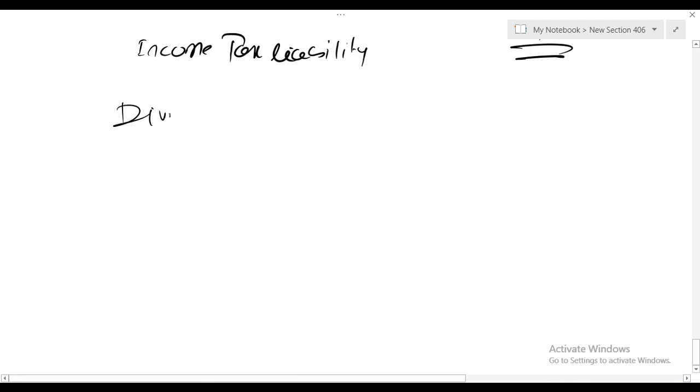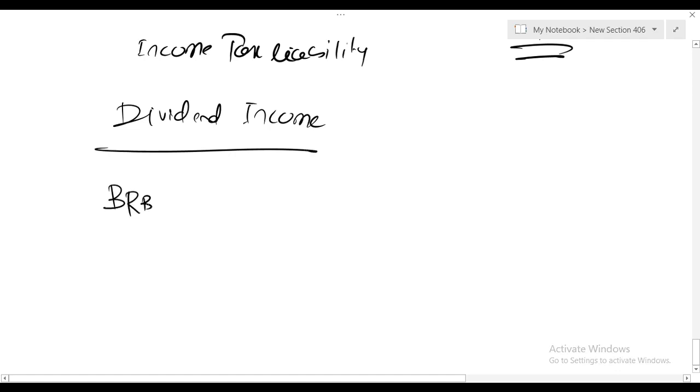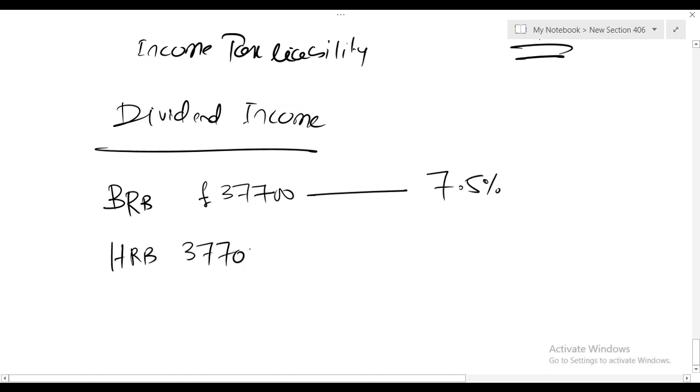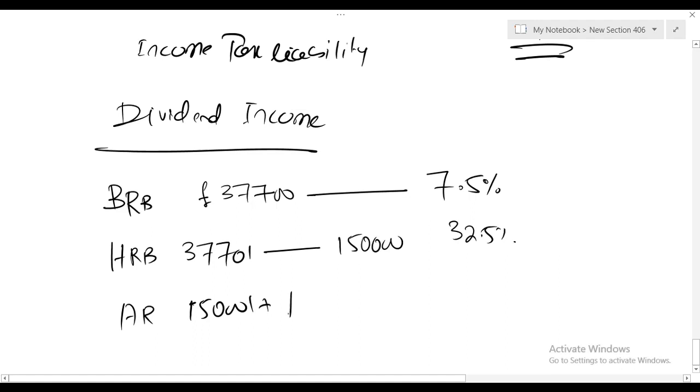How to tax dividend income? How do we tax dividend income? Very simple. Basic rate band, which ends at 37,700, for dividend income the tax rate is 7.5%. In case of higher rate band, which starts from 37,701 and ends at 150,000, the tax rate is 32.5%. And then additional rate, it is 151,000 plus, it goes to 38.1%.